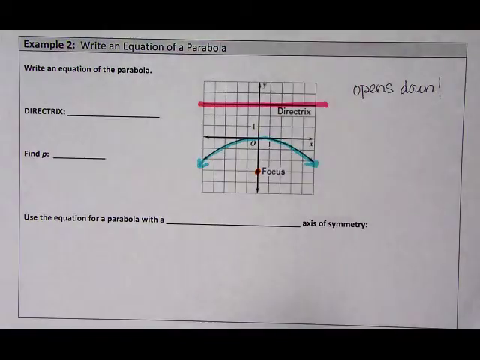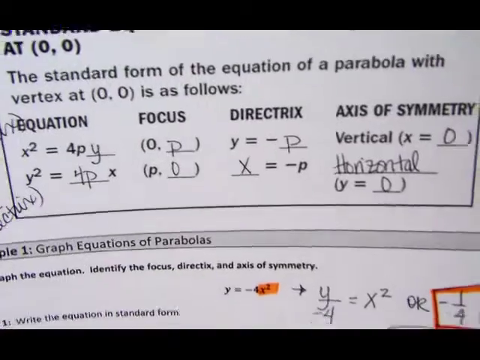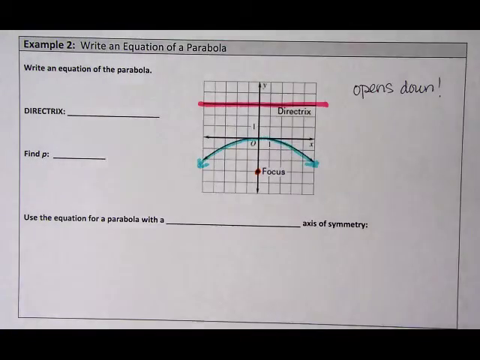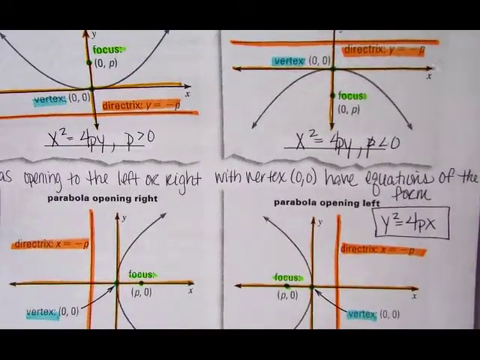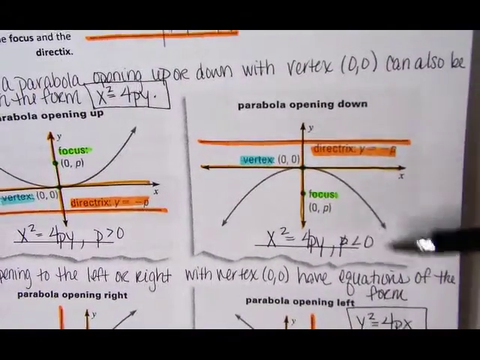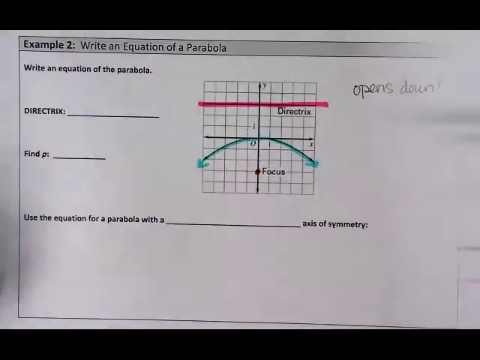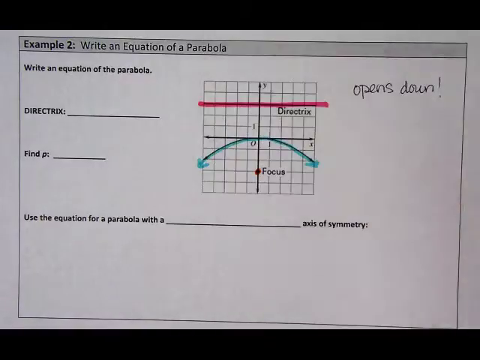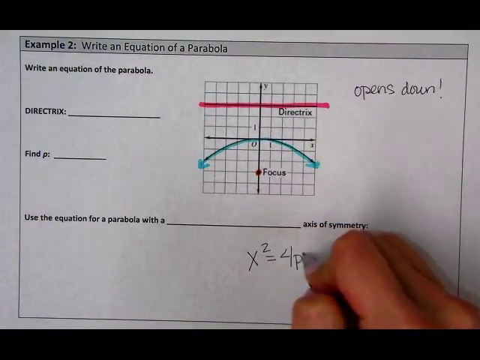Right off the bat, if you look at the other sheet, if you flip back to the 4 options, you know it's opening down, so you know that you're going to be looking at the x squared because it's around your x-axis, and your p is less than 0, so you're going to be using x squared equals 4py as your equation. So x squared is equal to 4py.